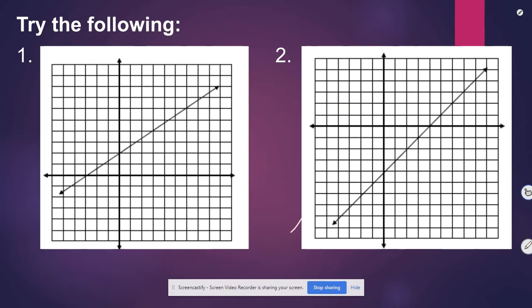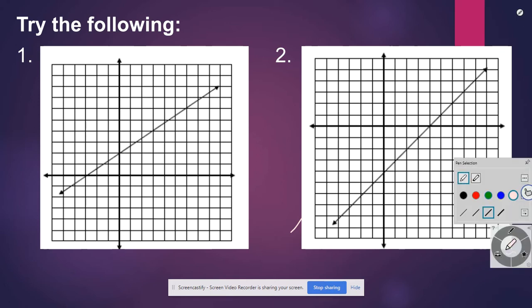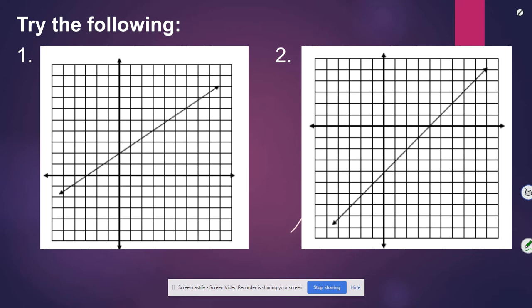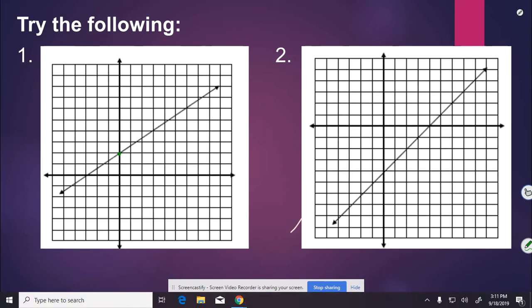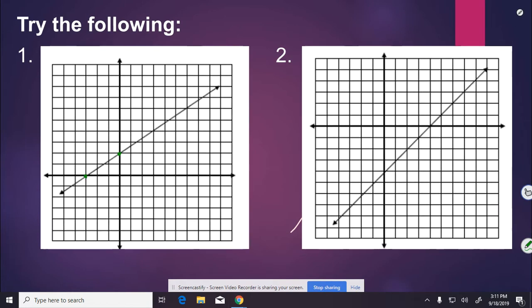So try the following. For number 1, we have this line, and it's not so clear where it exactly crosses. So we've got to look for some points on the graph that seem to cross exactly at a coordinate. For example, this point right here crosses, this point right here crosses, this one right here looks like it crosses, and this one right here. So those are the points that we're going to use to figure out our slope. We can find the y-intercept, that's right here. So our y-intercept is 2.